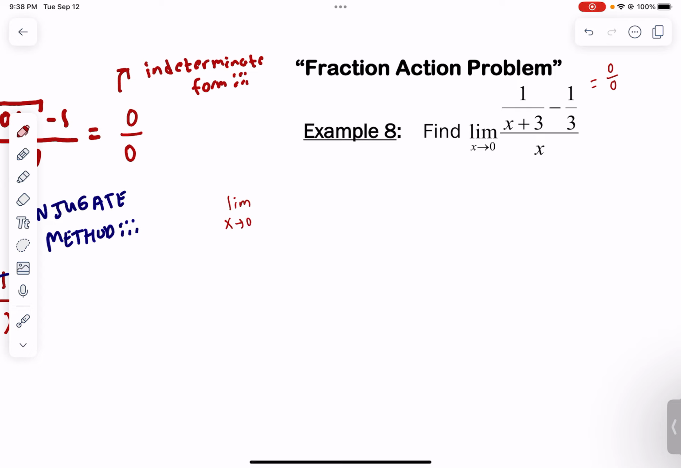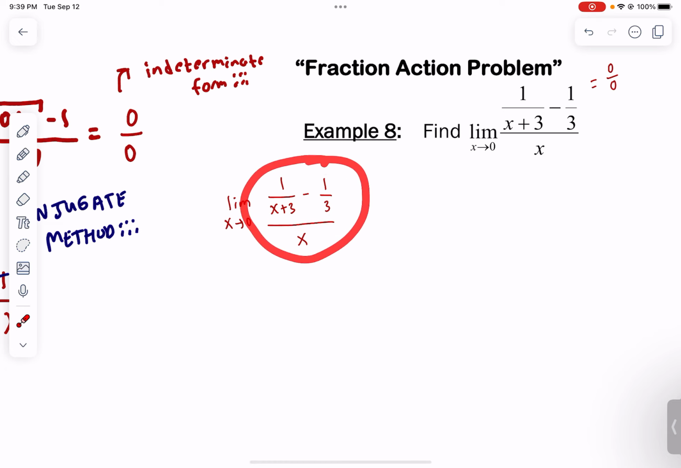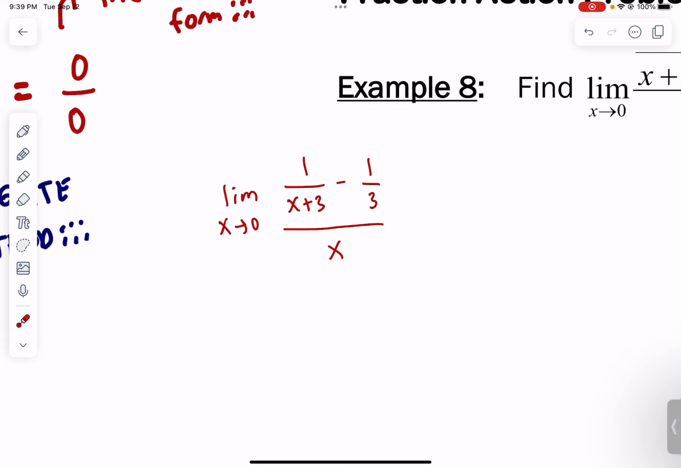Limit as x approaches 0 of 1 over x plus 3 minus 1 over 3, all over x. So here, the best tip I can give you is we want to work with the numerator first and simplify that. And that will allow us to further simplify this whole expression. So let's focus on the numerator that we have here. And if you notice, by looking at this numerator, you have different denominators. So what you want to do here is find a common denominator.